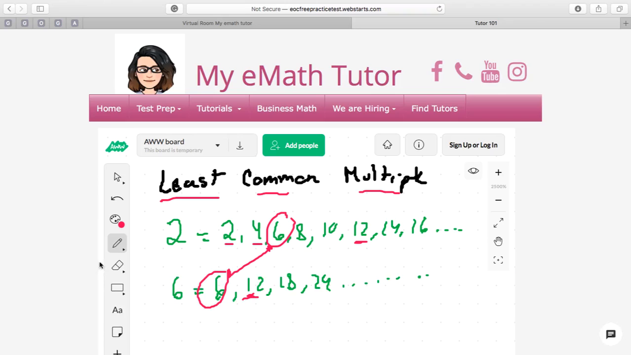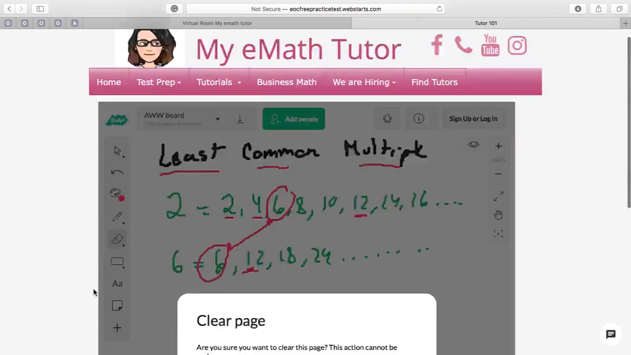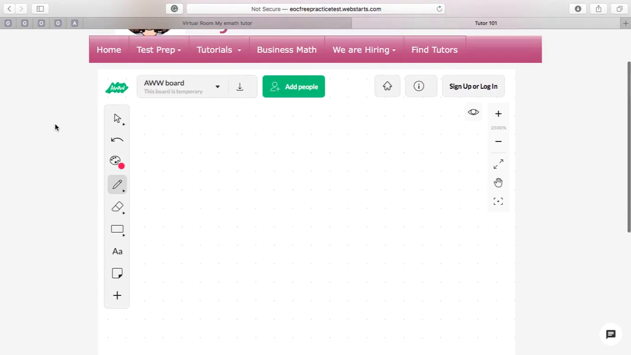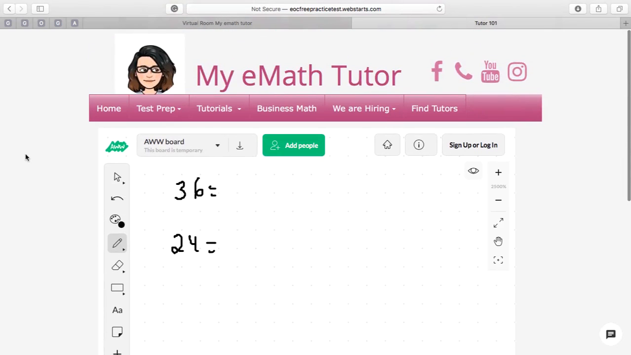So how do I do this easier? Because if you have big numbers, it might be a problem. So I'm just going to do a simple example with the same numbers that we used in the last video. So let's say you have 36 and then you have 24. So what we want to do is prime factorization. So let's see, what is the prime factorization of 36?